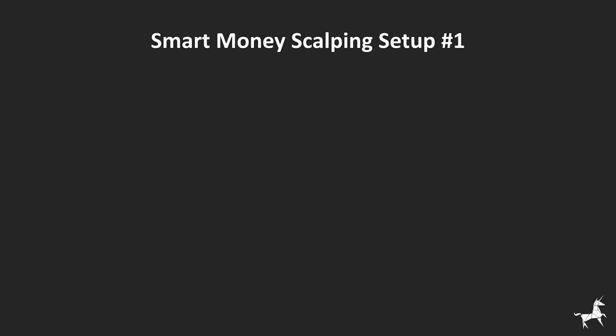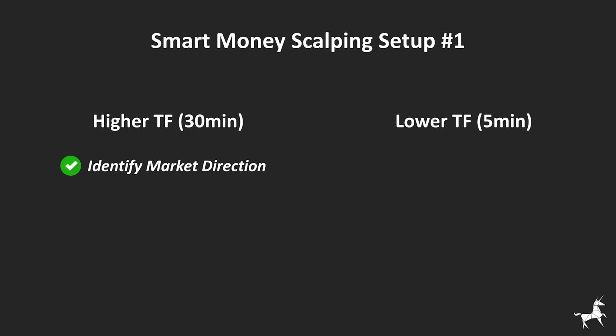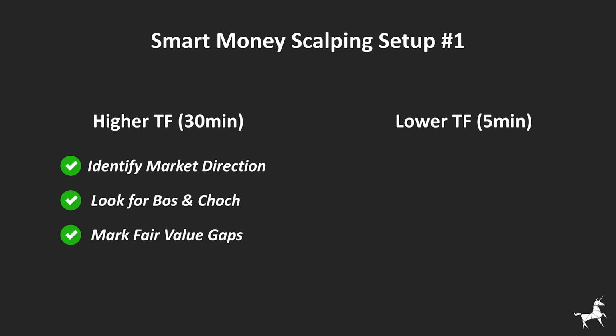In this setup, we use 2 time frames, the 30-minute and the 5-minute charts. On the higher time frame, we check the market structure to see where the market is going. We look for breaks of structure and changes in character to understand the trend. Then we mark the fair value gaps, which show the best areas to look for trades.